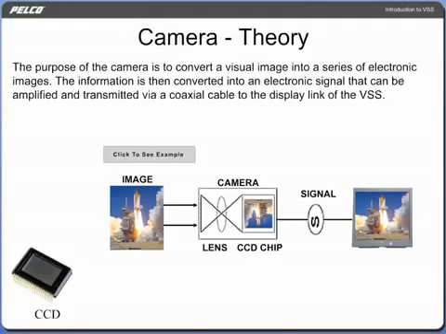A pixel, short for picture element, is the basic unit of a CCD chip that accumulates charge depending upon the amount of light falling upon it. A typical CCD chip has over 300,000 pixels. The pixels are so close together that they appear connected.